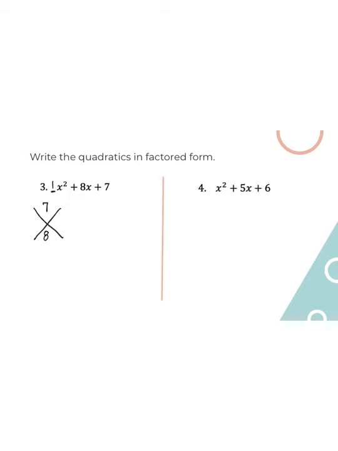Okay, and I think of all my factors of 7. Well, I know 7 only has 1 and 7, so this one has to be a 1, and this one has to be a 7. So now that I have that, I can do my box.